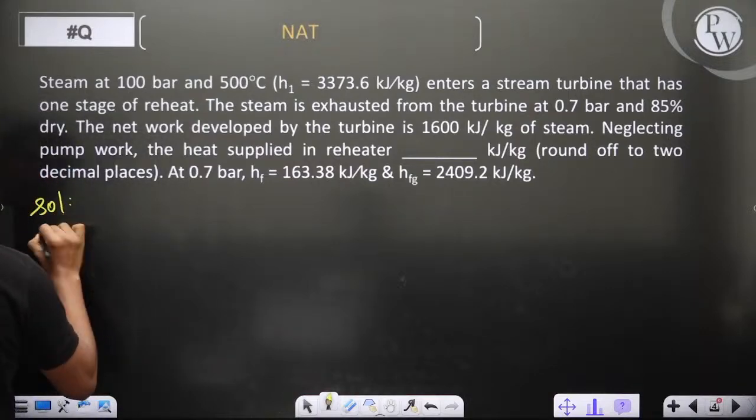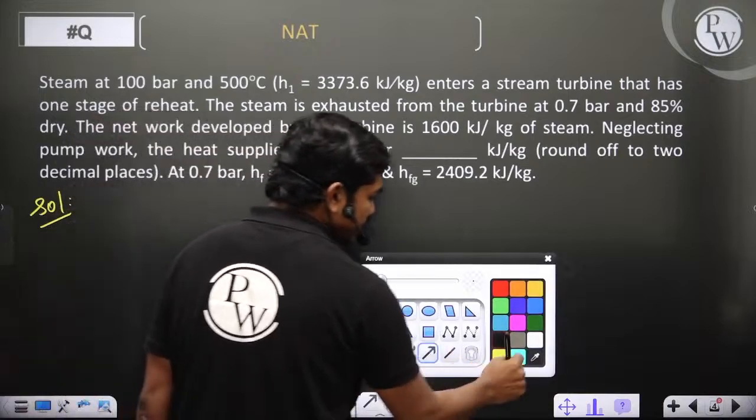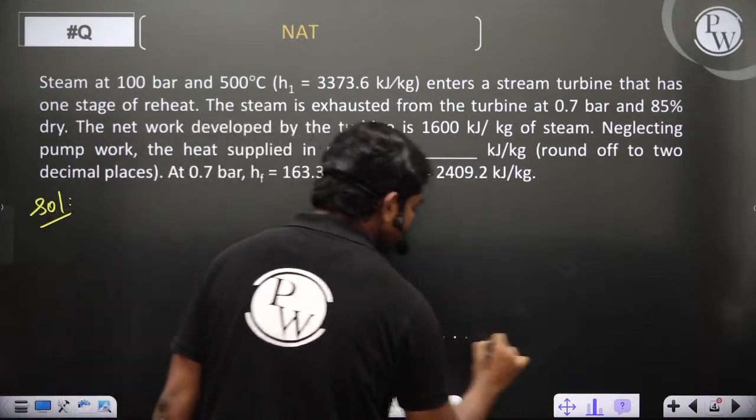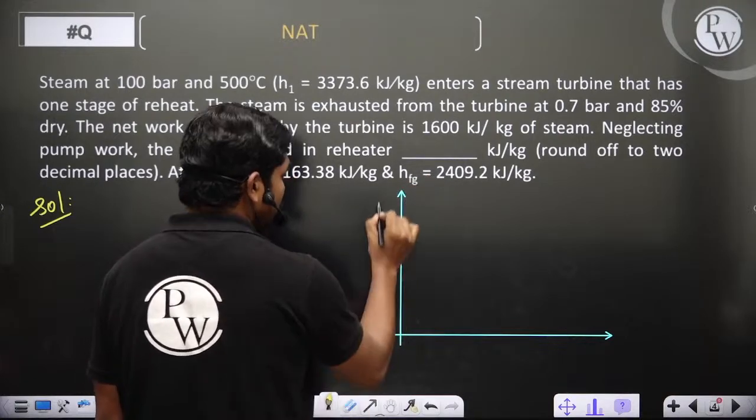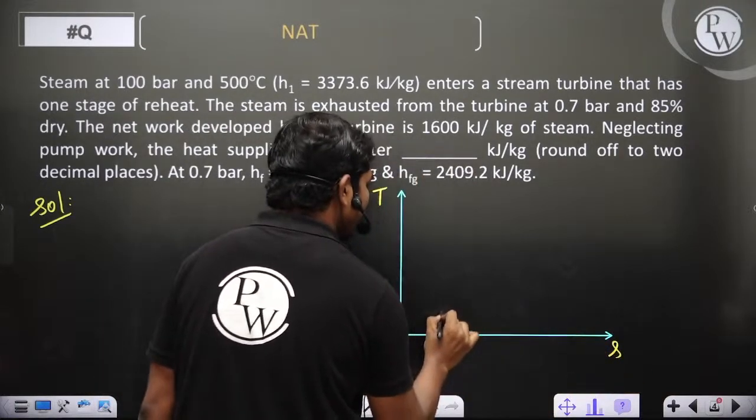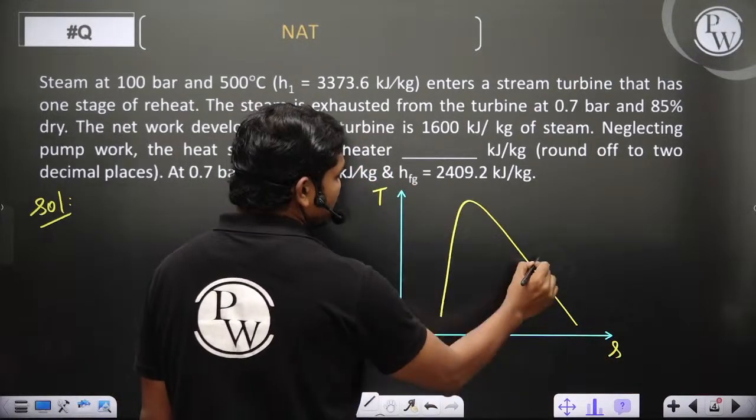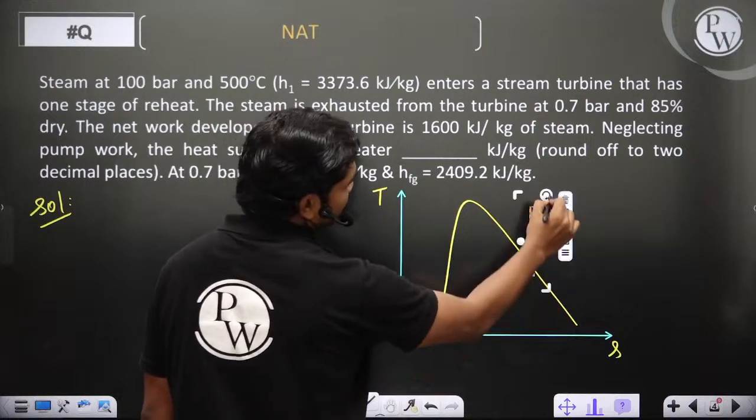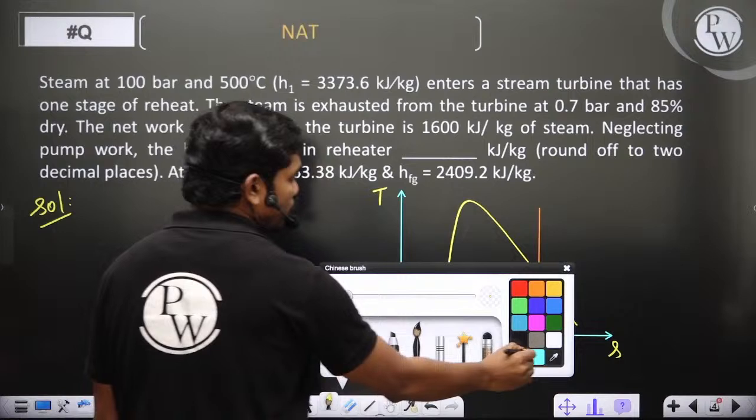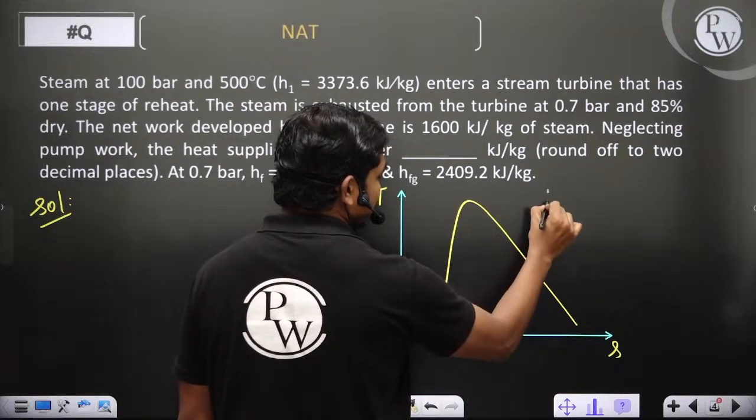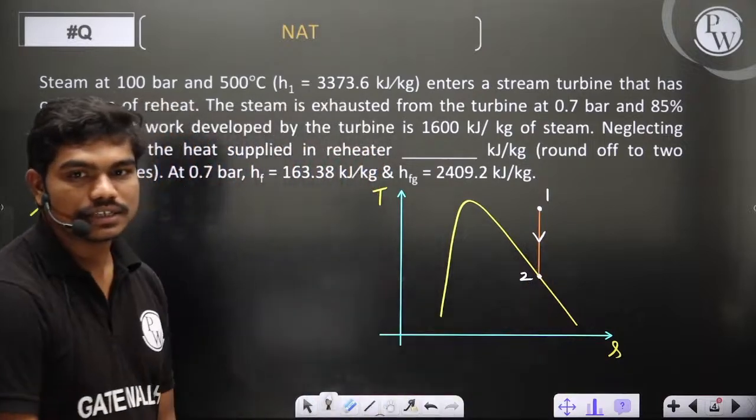Steam at 100 bar and 500 degrees Celsius enters a steam turbine. So let's see. If you have a steam turbine generally, you have the T-S diagram like this, temperature and specific entropy, and you have the dome like this. Now there is a steam turbine and there is some expansion going on in this steam turbine. After this there is some heating also. So the steam turbine is like this. This is state 1 and this is your state 2. So 1 to 2, there's an expansion in the steam turbine.